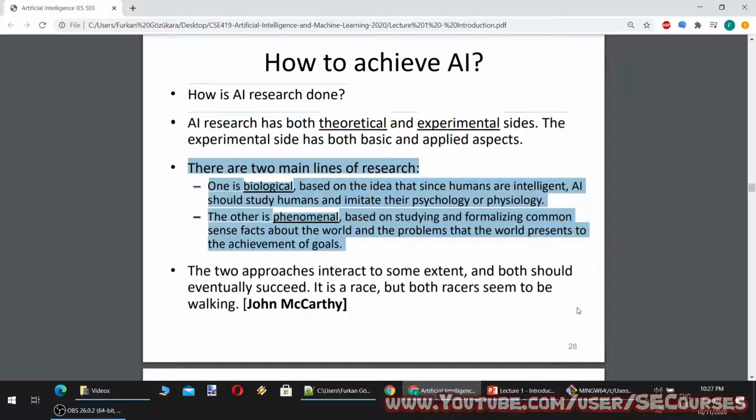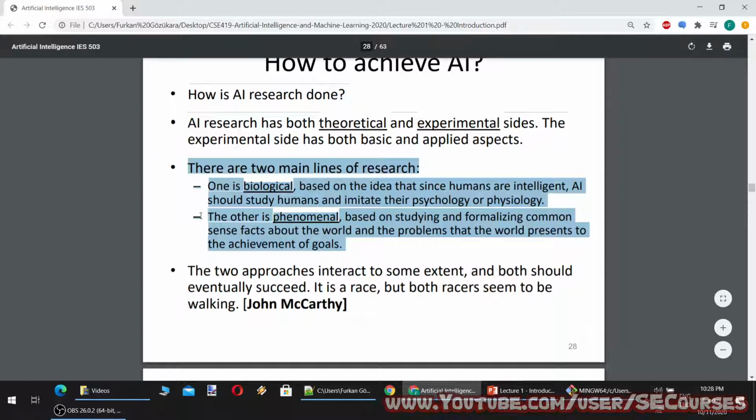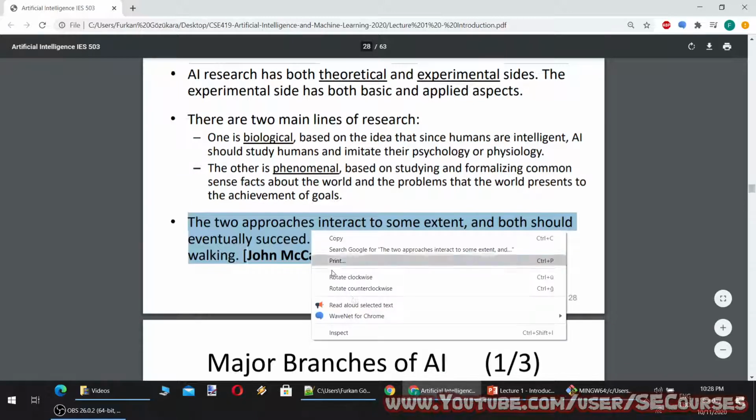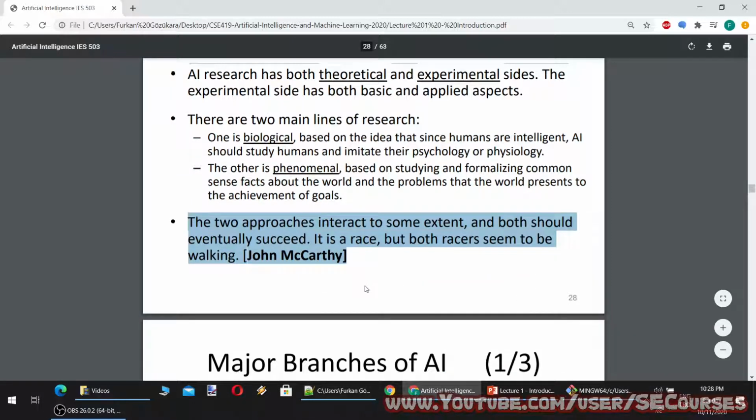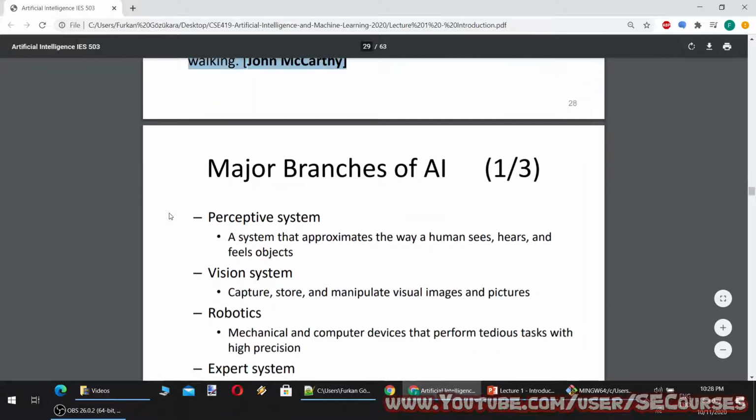There are two main lines of research. One is biological, based on the idea that since humans are intelligent, AI should study humans and imitate their psychology or physiology. The other is phenomenal, based on studying and formalizing common sense facts about the world and the problems that the world presents to the achievement of goals. The two approaches interact to some extent, and both should eventually succeed. It is a race, but both racers seem to be walking. John McCarthy.